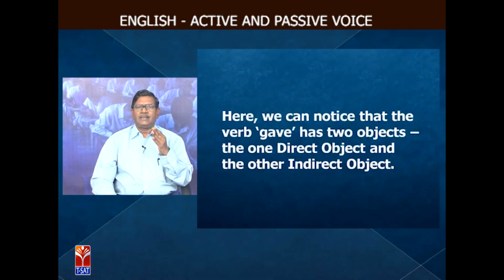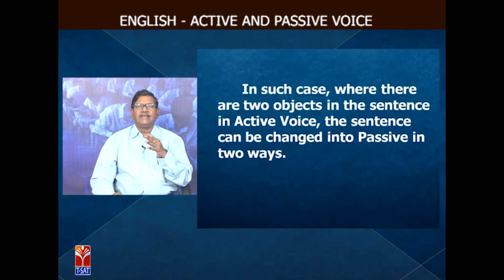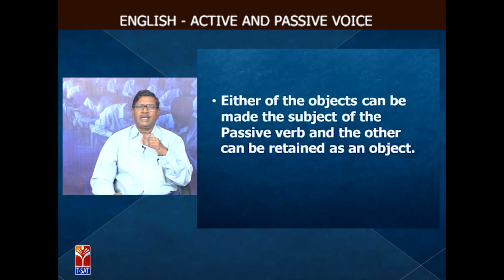Likewise, here we can notice that the verb gave has two objects in the sentence. The one is the direct object and the other one is the indirect object. In such cases, where there are two objects in the sentence in active voice, the sentence can be changed into passive in two ways. Either of the objects can be made the subject of the passive verb and the other can be retained as an object. In the example, when present becomes the subject, me is retained in its position there.